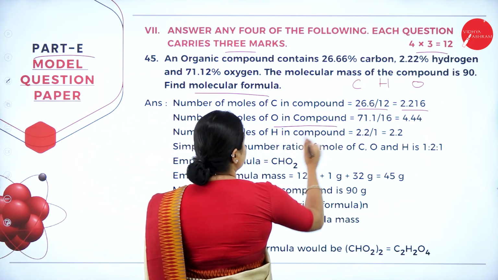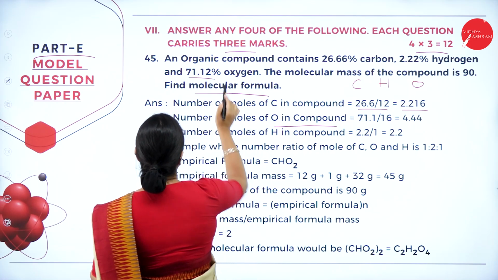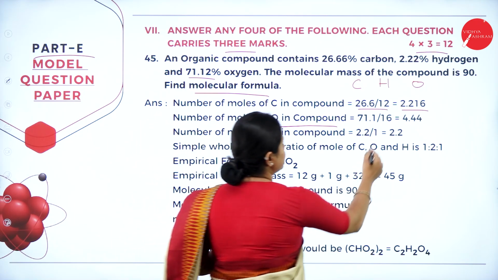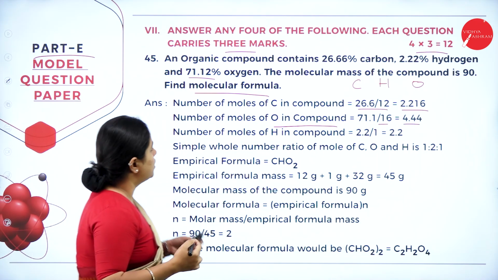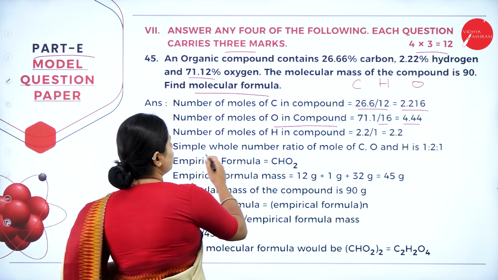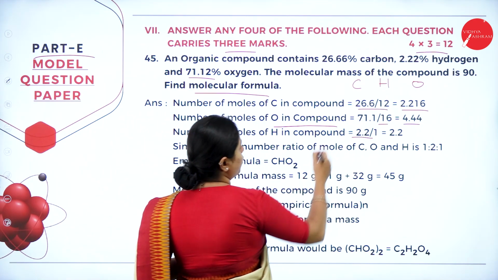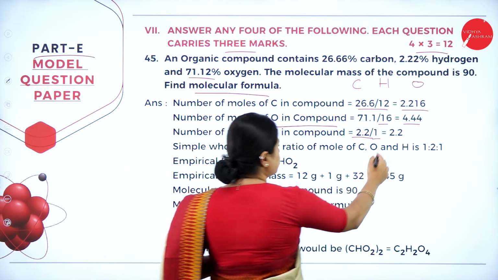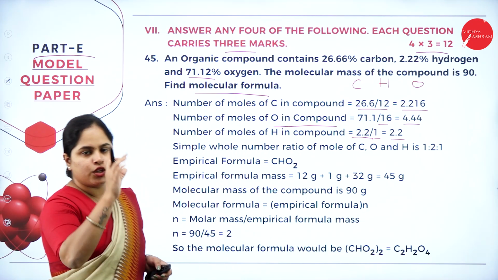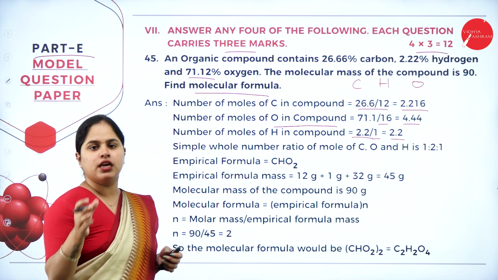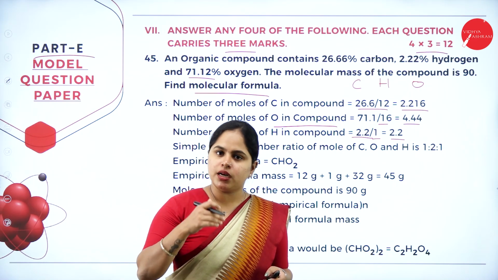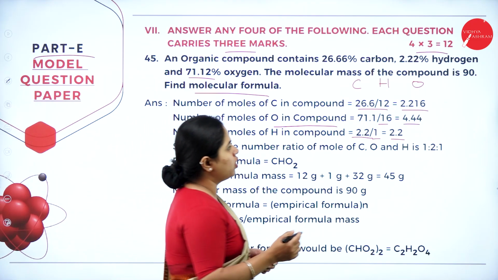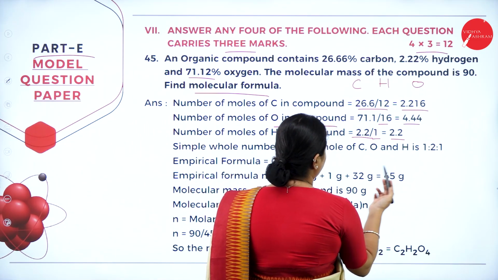Now the number of moles of oxygen, how do you calculate? The percentage given for oxygen is 71.12 divided by the atomic mass of oxygen, 16, which will give you 4.44. The next one is hydrogen: 2.22% divided by 1, since the atomic mass of hydrogen is 1, will give you 2.22. So this is the first step: you mention the elements, and the percentage divided by their respective atomic masses gives you the number of moles. Now you have the values 2.22, 4.44, 2.22.